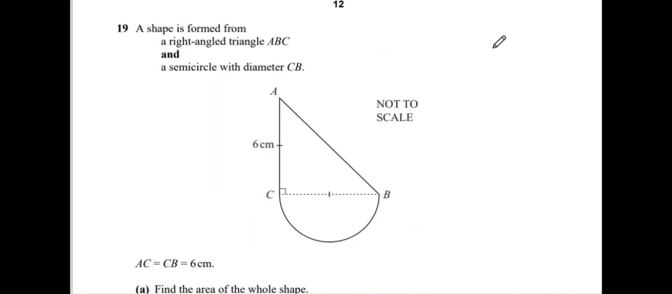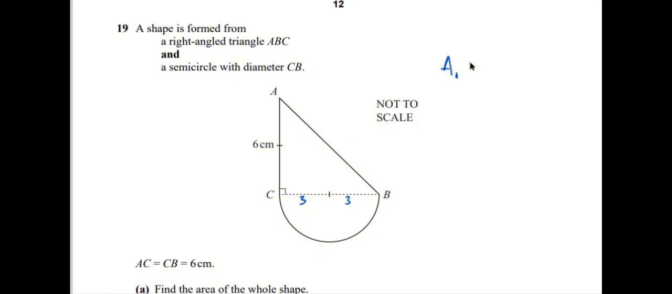Okay, so they said that a shape is formed from a right angle triangle ABC and a semicircle with diameter CB. They ask us to find the area of the whole shape. So we need to find the area of the shape. From here you can see the sign that AC is the same as BC. So it simply means that the whole of this is 6, and if the whole of this is 6, that means here is 3 and here is 3, which makes the radius of the semicircle to be what? 3.